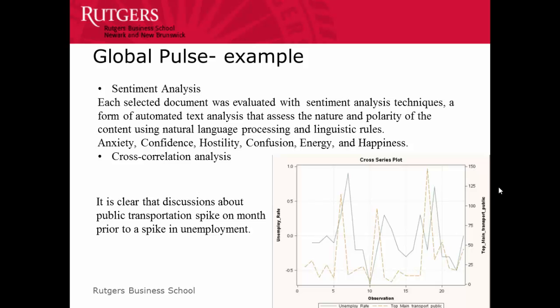And here, this figure shows two variables. The dotted line is the topic on public transportation, and the green line is the unemployment rate. We can see that the volume of discussion on public transportation spikes one or 2 months prior to a spike in unemployment rate. So this serves as an indicator.